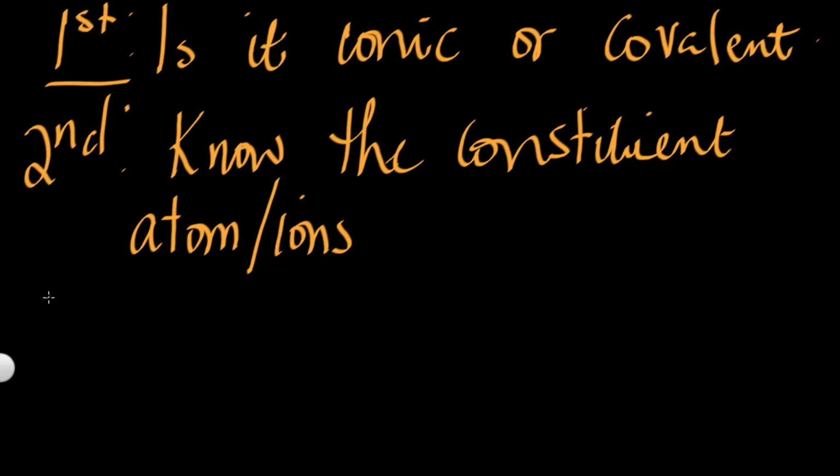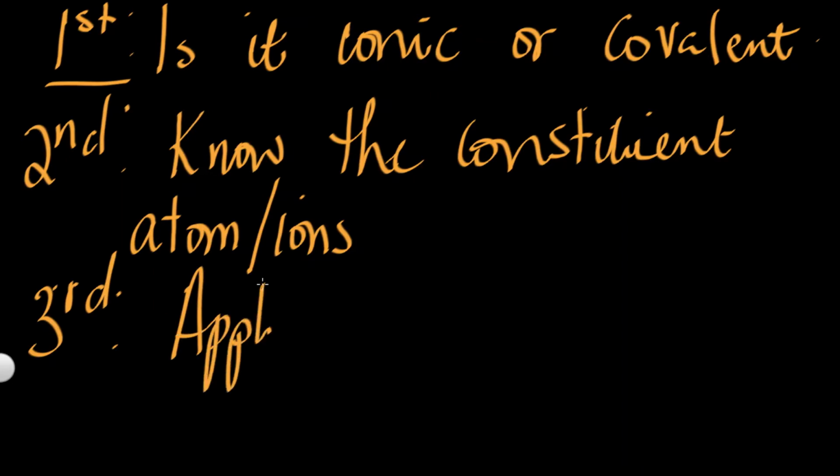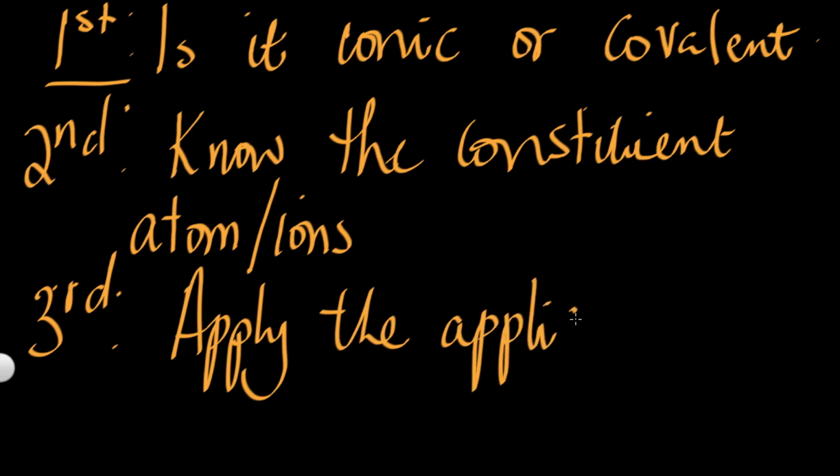And lastly, third, apply the applicable rules. If we're given a chemical compound, the chemical formula is there. We have to ask ourselves, is it ionic or is it covalent? Then we know the names of the constituent atoms and the ions. Then we apply the applicable rules. I'm going to start with the first step on ionic or covalent.